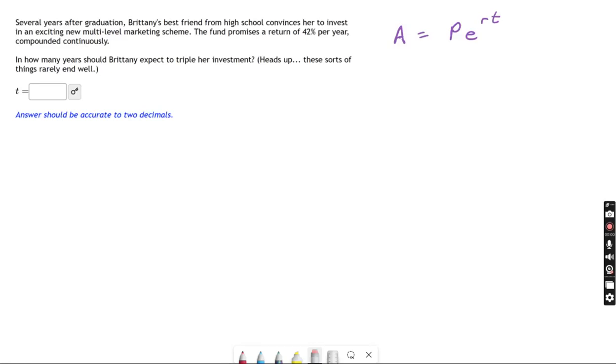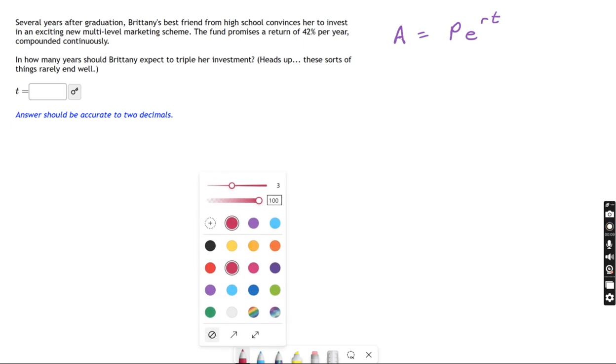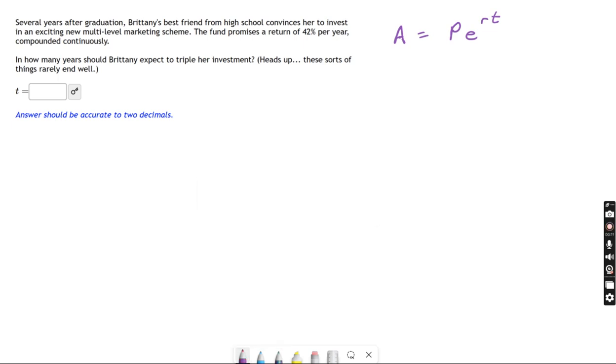In this problem, we're figuring out how long it will take, like how many years, for an investment to make a certain return. And you may have done problems like this before, except the twist this time is that the compounding schedule is not weekly or monthly or daily or any of those words. The compounding schedule is now continuous. And this continuous compounding schedule demands a different equation than what we've used previously.